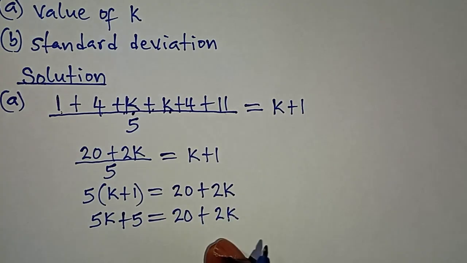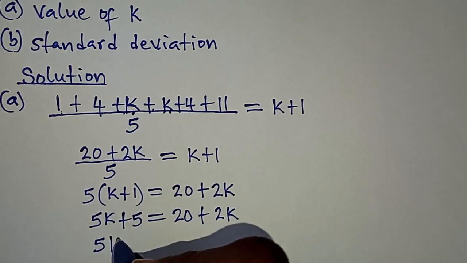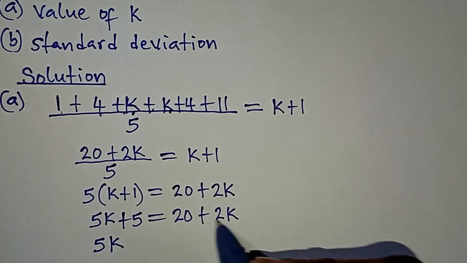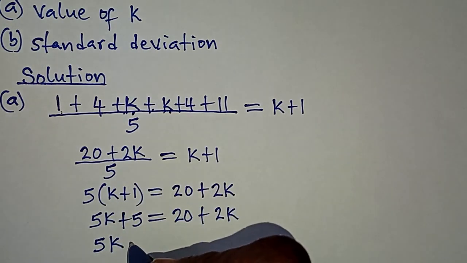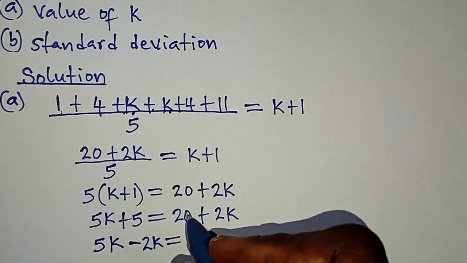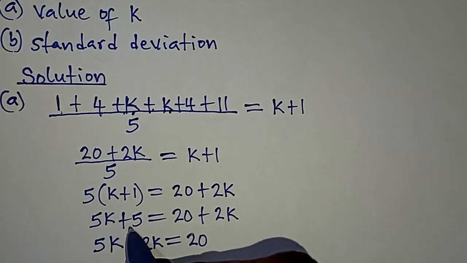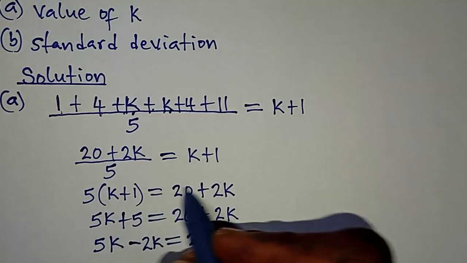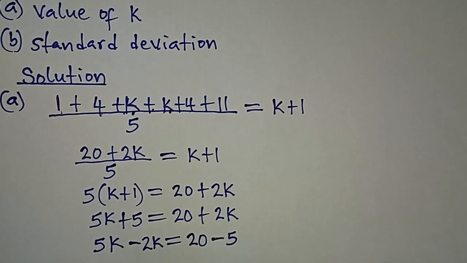So I'm going to collect terms in k on the left hand side. 5k is here already. Then this is positive 2k. If it comes to the other side of the equation, it becomes negative 2k. And then it's equal to 20, which is already on this side. And then this is positive 5. If it goes to the other side, it becomes negative 5.